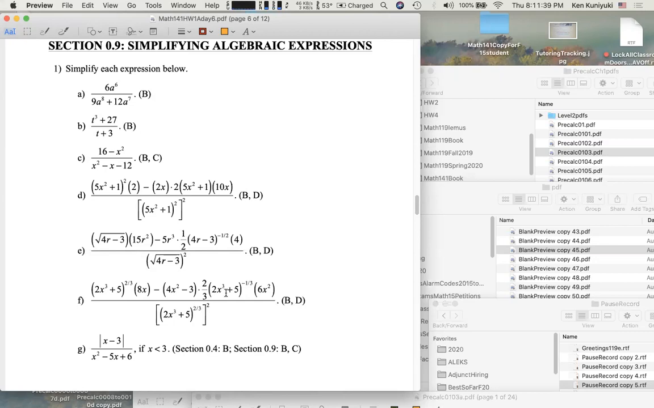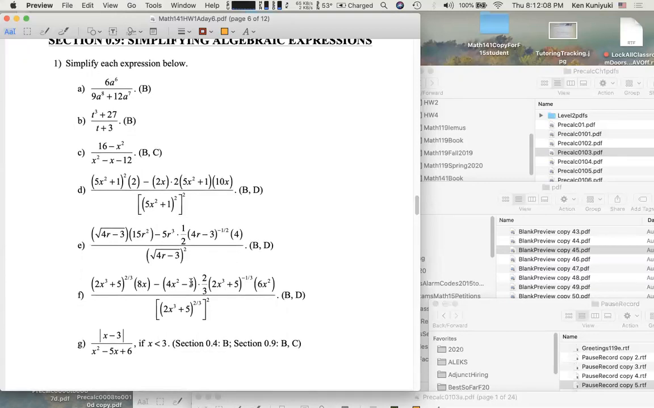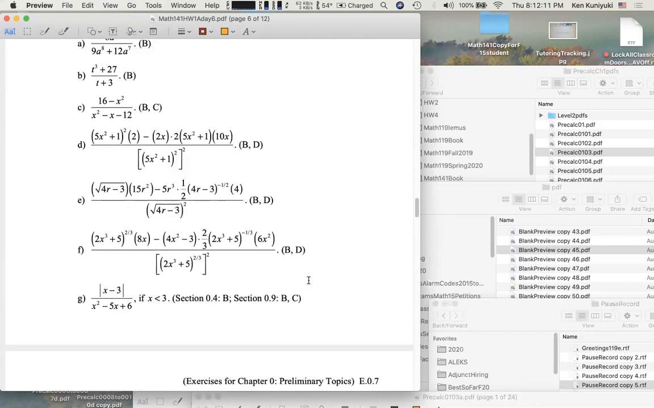As time permits, I can go back to D and E. But for those of you who really want D and E right now, you're welcome to go to the YouTube video from Tuesday. It's the last one I posted from the Tuesday session, and I have the solutions for D and E on it. G I didn't do either, so F and G I'll do now. That's the plan. I'll start with 0.9 F and G, and then I'll take any other questions. All right.